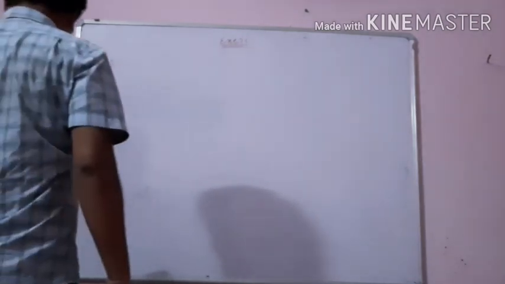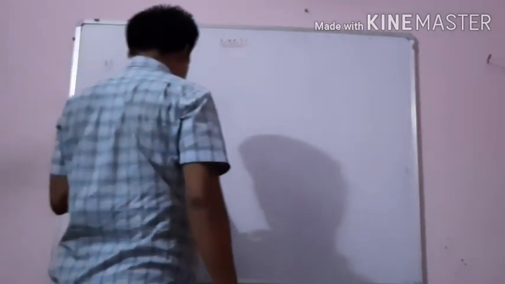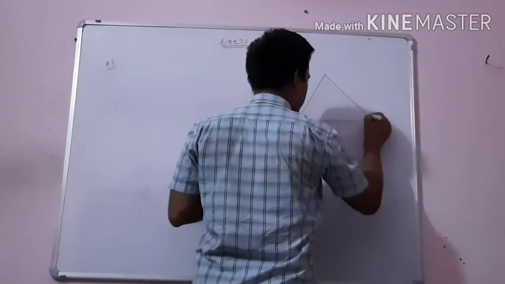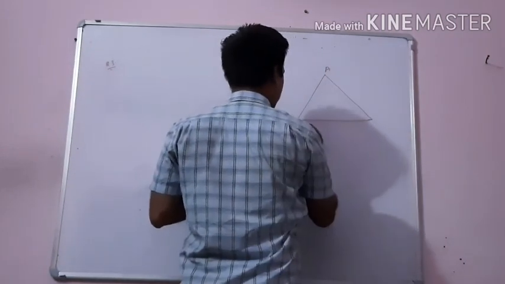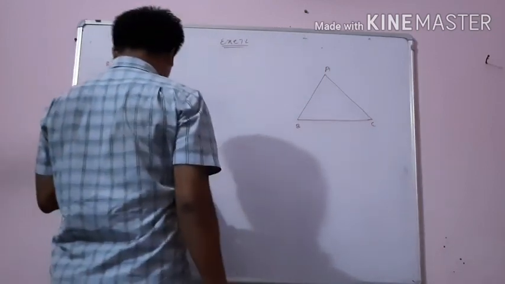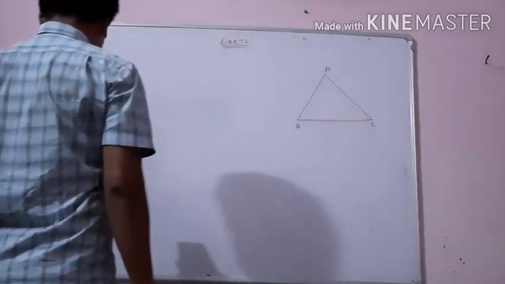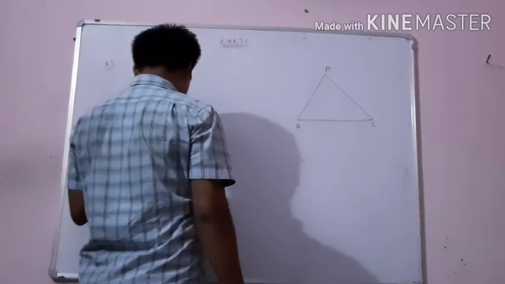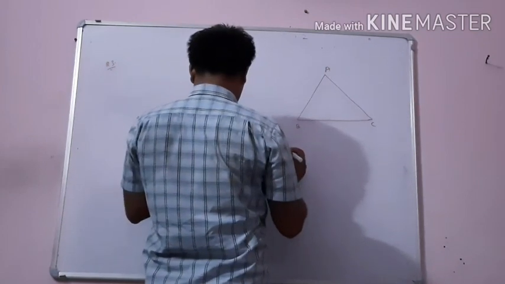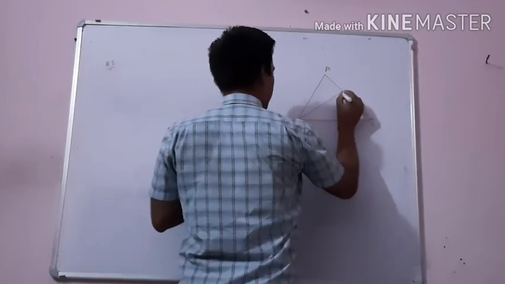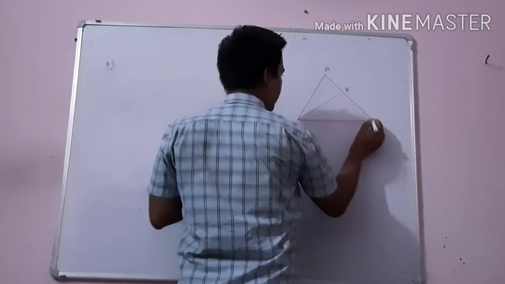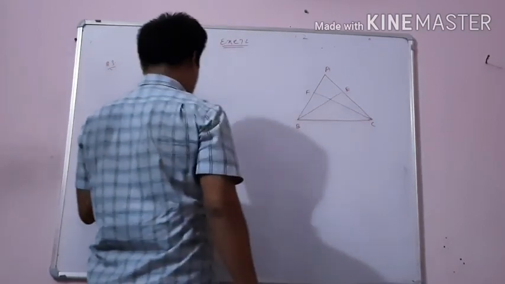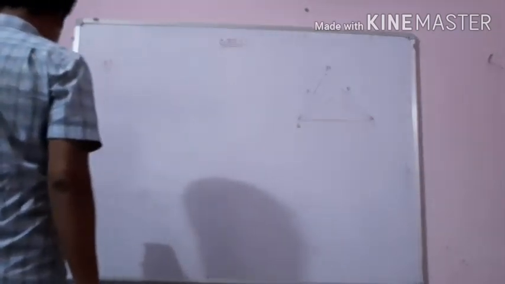You see it. ABC is an isosceles triangle. Triangle ABC is an isosceles triangle. Now, BE and CF are altitudes drawn to the sides. BE is an altitude and CF is also an altitude.